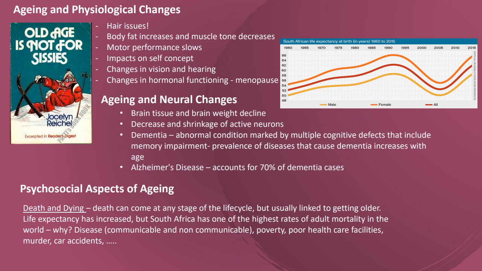But we know that life expectancy has increased. People are dying later in life. But in South Africa, we have that added burden that we have one of the highest rates of adult mortality in the world because of basically poverty, poor health, poor healthcare facilities. So there are those psychosocial aspects that link to aging, about the society we live in and what impact that is going to have on our aging process and ultimately when we die.